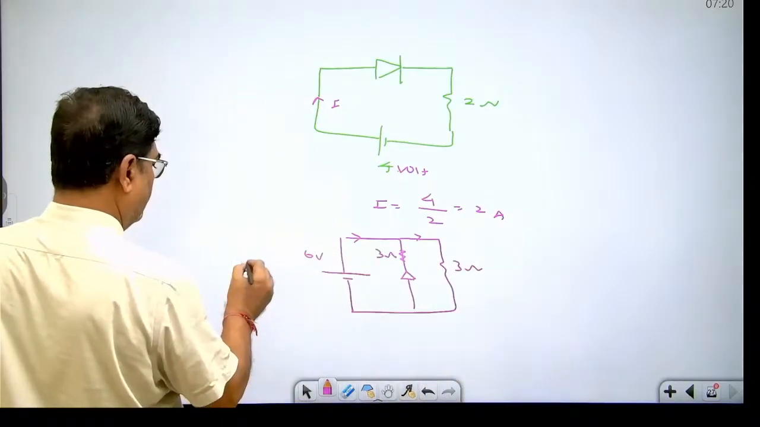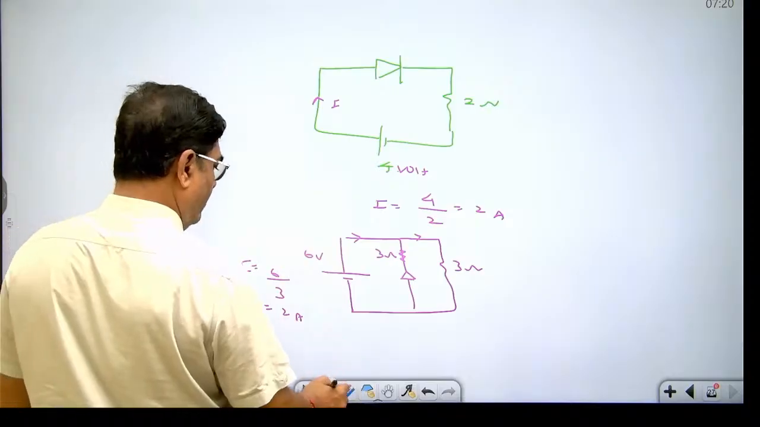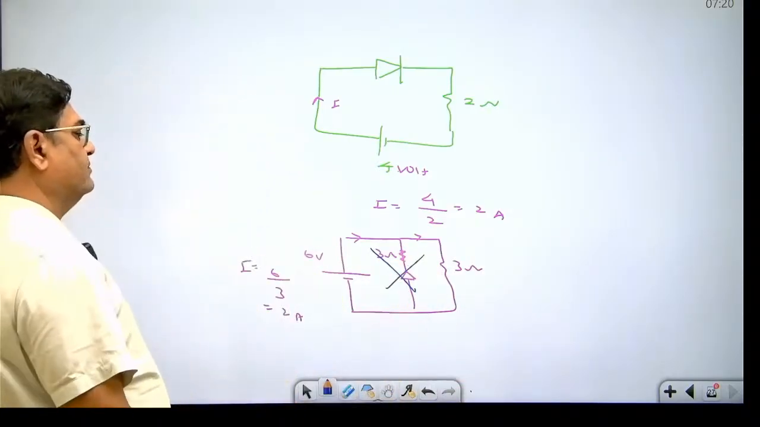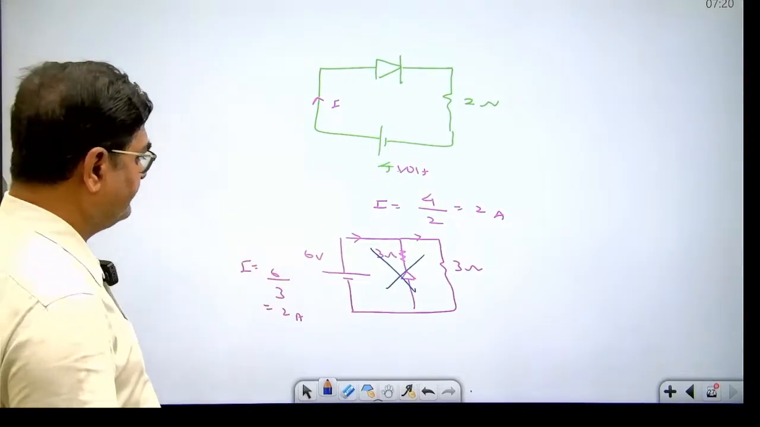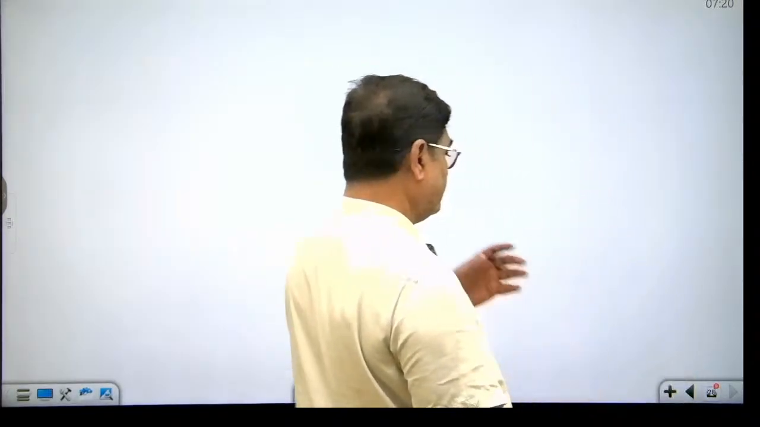Current in the circuit will be 6 upon 3, that is 2 ampere. No current will flow through the diode because it is in reverse biasing. Okay. So this is how we will apply it in numerical problems.